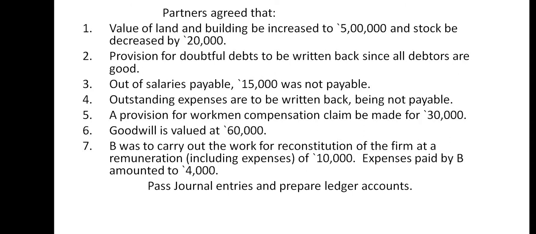Goodwill is valued at rupees 60,000 and the last adjustment says that B was to carry out the work for reconstitution of the firm at a remuneration including expenses of rupees 10,000. Expenses paid by B amounted to rupees 4,000. You have to prepare a journal and pass necessary entries in that and prepare ledger accounts. Now we are going to see how to solve this question.